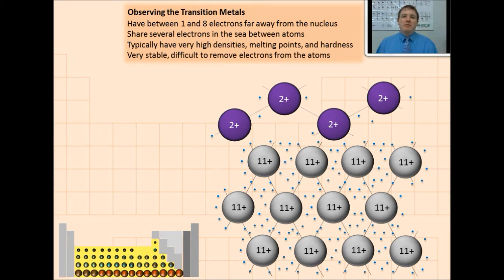Now here's what's going to happen. If you remember back to the reactive metals lab, we saw reactive metals undergoing chemical reactions. They were giving up electrons, bonding to atoms in different ways, forming completely new substances.